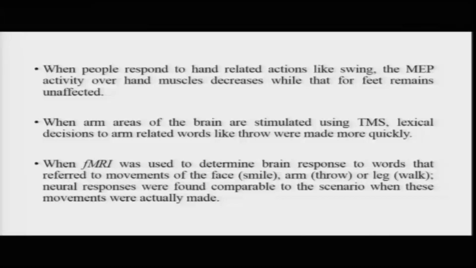Also, in another set of studies, fMRI was used to determine the brain response to words that refer to movements of the face like smile, or the arm like throw, or the leg like walk or run. Neural responses were found comparable to the scenario when those movements were actually made. So, if I am asking you to make lexical decisions to face related words versus arm related words or leg related words, similar areas of the brain are activated as if you were actually doing that.